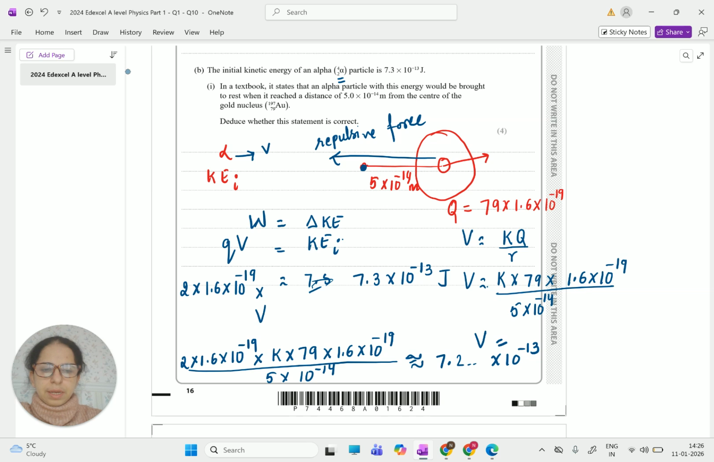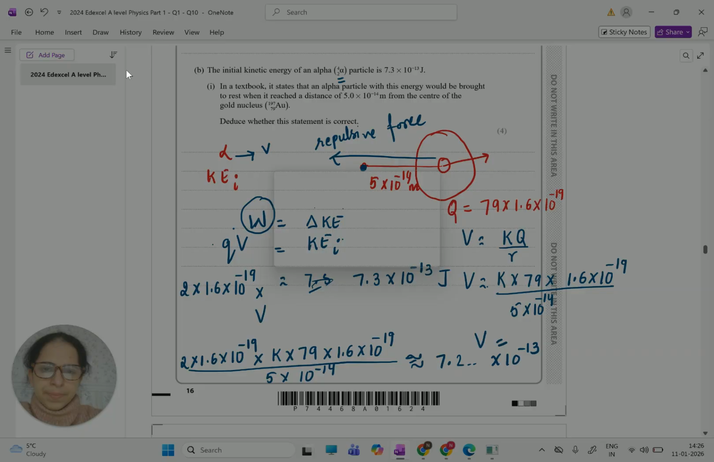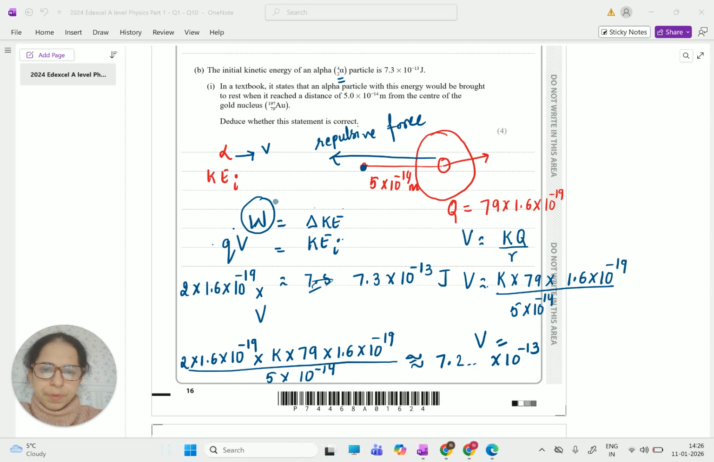So the idea here is that you calculate the work done using charge times potential, and it is equal to the change in kinetic energy. The alpha particle finally stops here, so the final kinetic energy is 0, and you just multiply charge with the potential. That's it. You get 1 mark here when you write it correctly, 1 mark here when you do this correctly, and then 2 marks on your calculations. Are you okay with that? Okay, let's continue then.